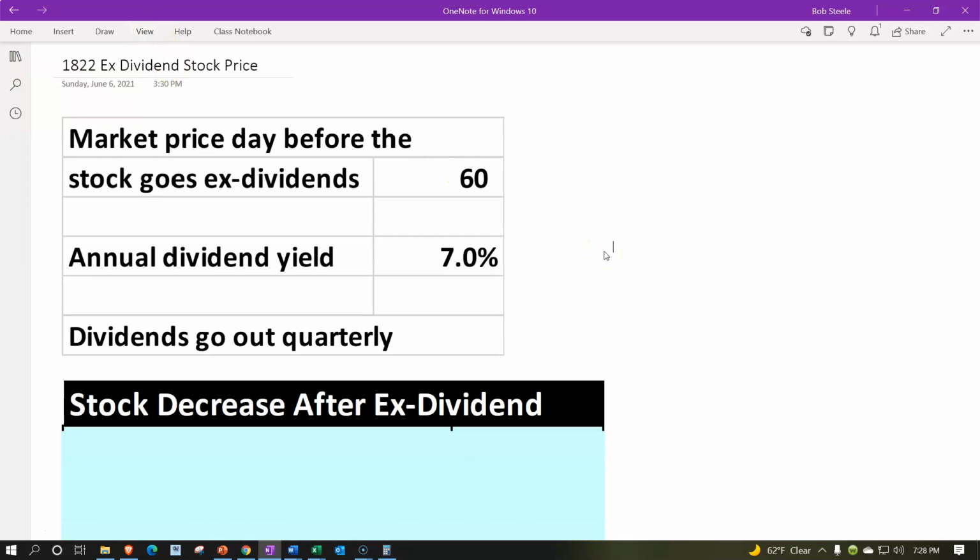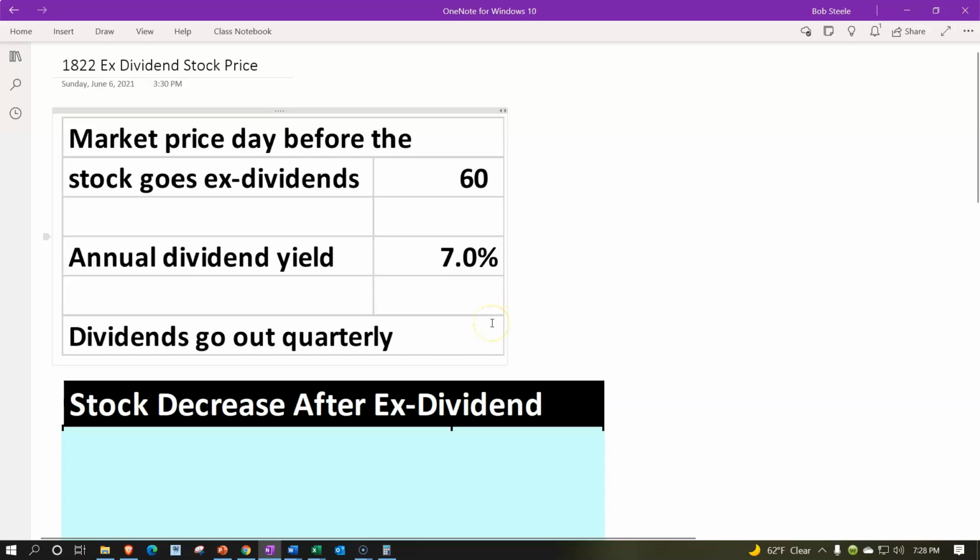Ex-dividend stock price, being the stock price after the stock is trading and no longer has the next dividend included in it, and therefore you would think the stock price decreases by, in essence, the value of that dividend. So if the market price the day before the stock goes ex-dividend is 60 and the annual dividend yield is 7%, with dividends going out on a quarterly basis, then we want to think about what will be the ex-dividend stock price, which we would think would go down because that next dividend is no longer included in the stock price.